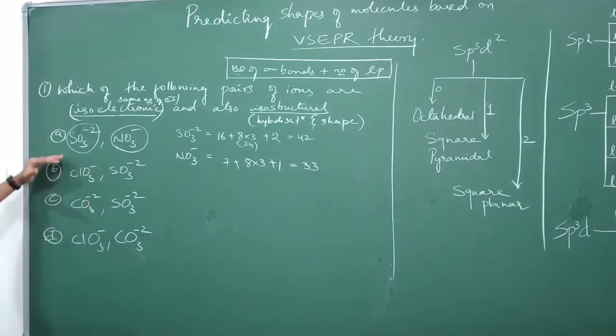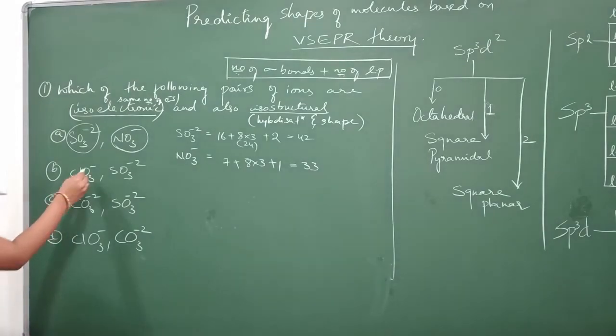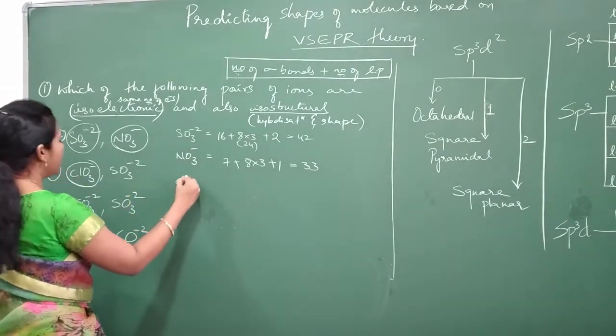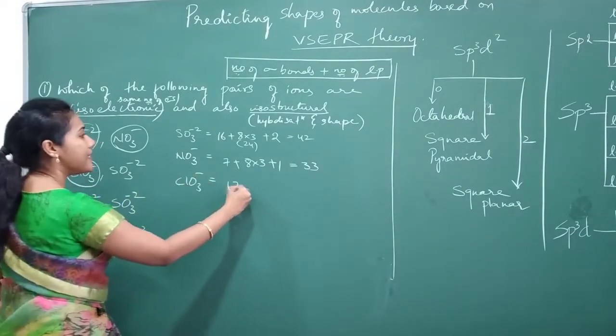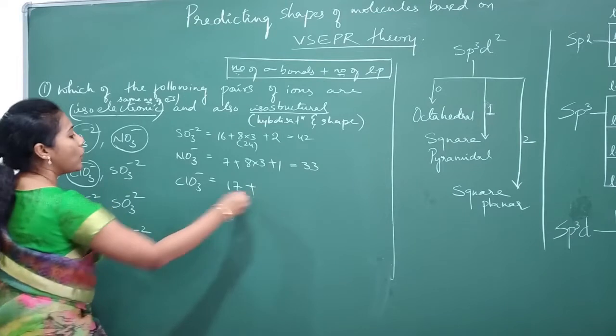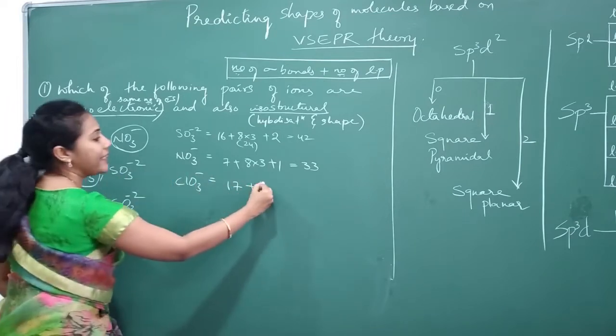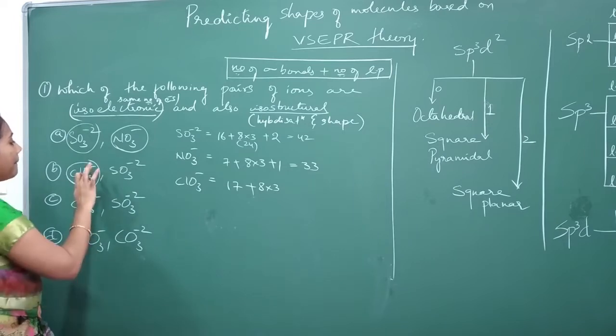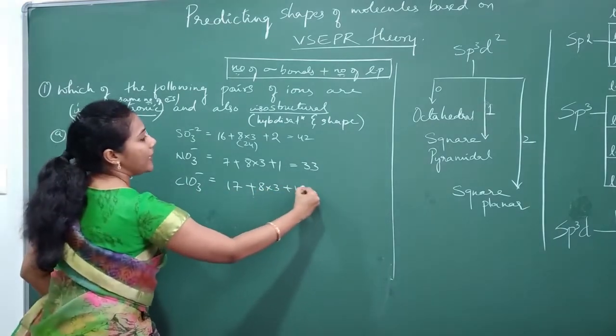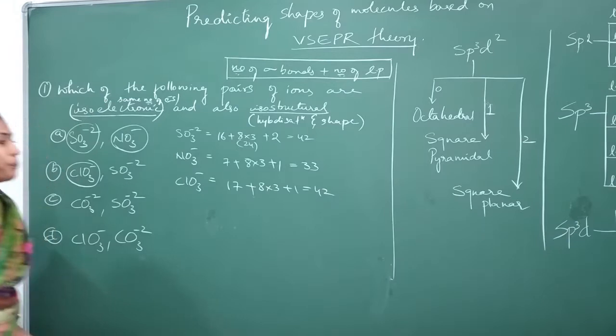Okay, and coming to this particular option, option B. I am going with option B. Okay, so number of electrons in ClO3 minus. So Cl atomic number is 17, okay, plus atomic number of oxygen is 8 into 3, that's 24, okay, minus is there. So plus 1 if I add, I will get 42, isn't it?